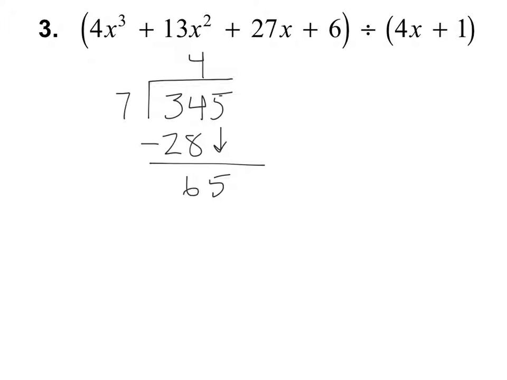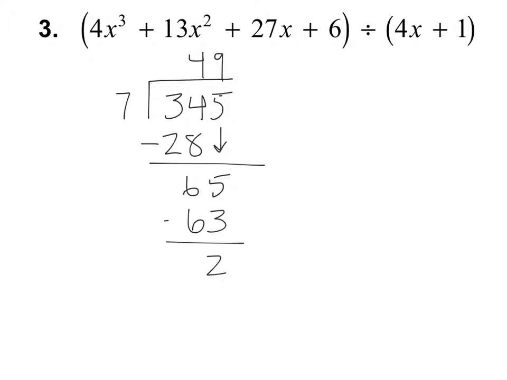Now, what does 7 go into 65? 7 goes into 65 9 times. 9 times 7 is 63, and I subtract it. And whatever I'm left with, since there are no more numbers, is called the remainder. So you would have 49 and a remainder of 2. But really, what that remainder means is it's 2/7.